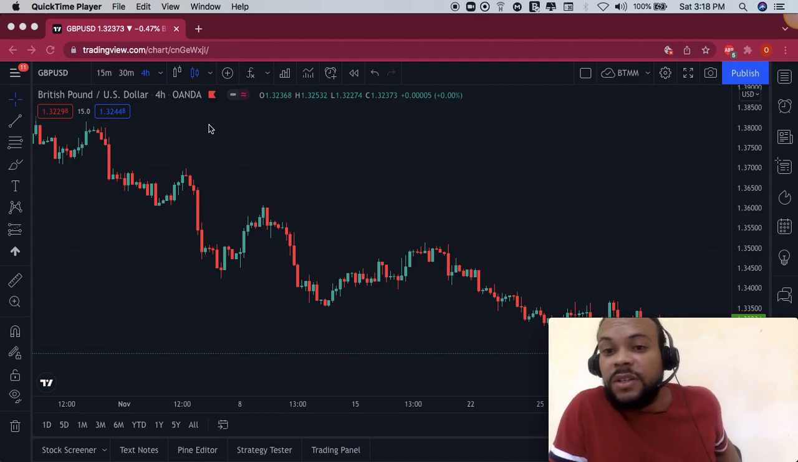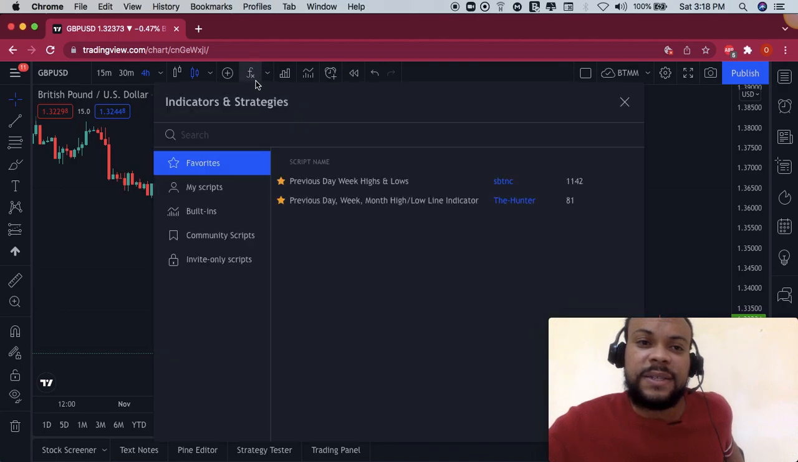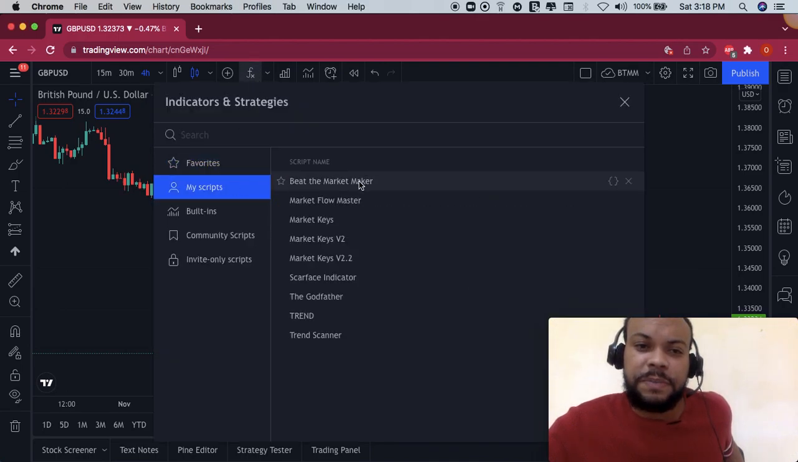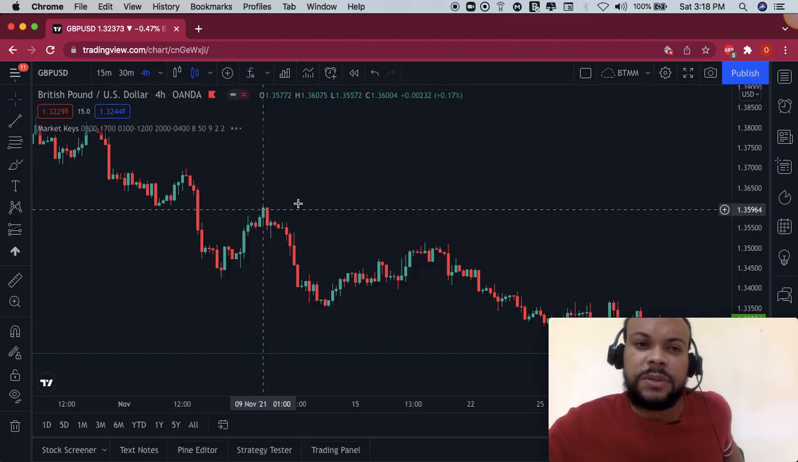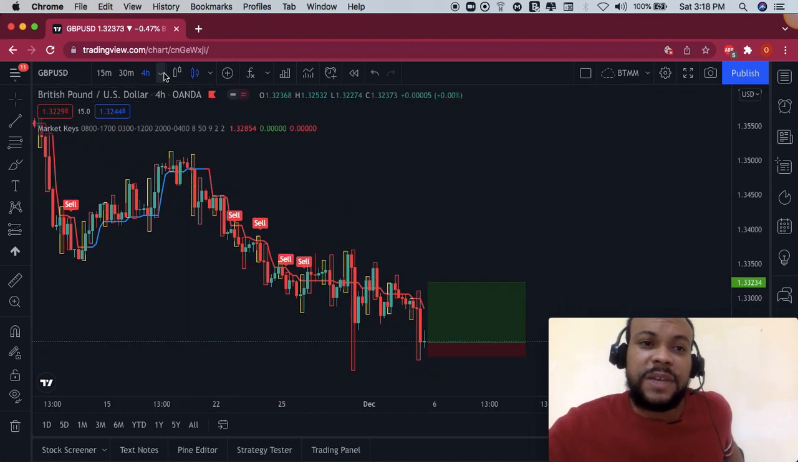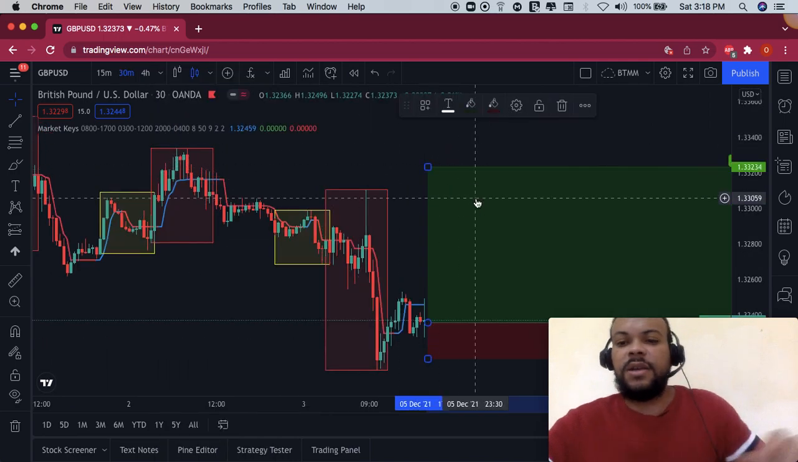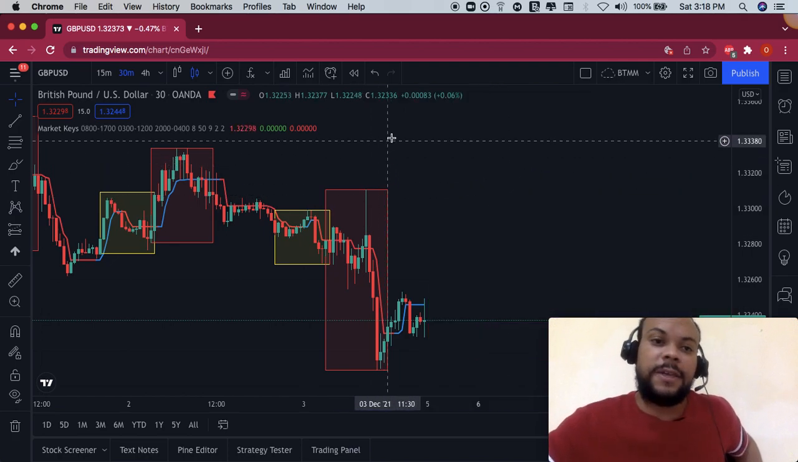I have a custom indicator that I use to show me the volatility during certain times. I call it Market Keys. So let me show you. My scripts, Market Keys, version 2.2. Let's wait while it loads. Let me go down to the 30-minute chart just to show you guys what it really looks like.